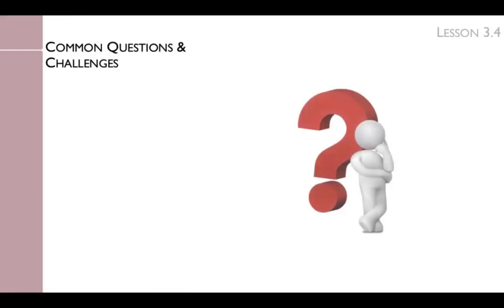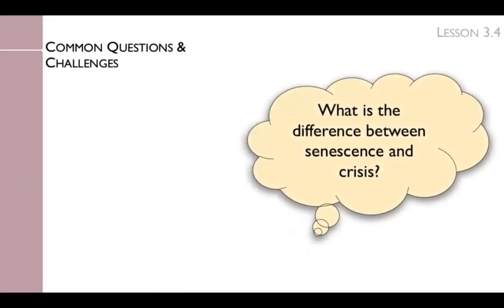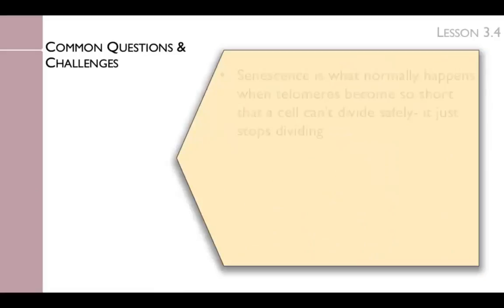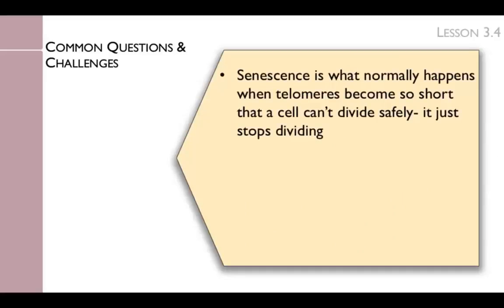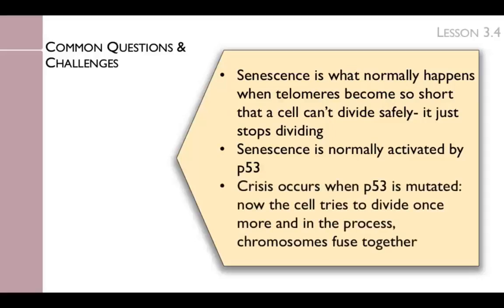One of the most common questions students ask is, what is the difference between senescence and crisis? Senescence is what normally happens when telomeres become so short that a cell can't divide safely. It just stops dividing. Senescence is normally activated by p53. Crisis occurs when p53 is mutated. Now the cell tries to divide once more, and in the process, the chromosomes fuse together.